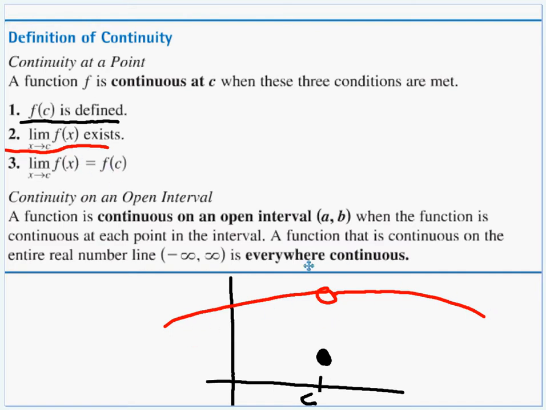If you look at my graph right now, it is obviously not continuous. We have a hole in it. But if I give the part three where the function limit is equal to the function value, that means the dot goes in the hole. So now the function's continuous. Three-part definition: we're defined, the limit exists, and the dot plugs up the hole, and that makes our function continuous. A function is continuous on an open interval from a to b, remember, the open means we're going to have parentheses there, not brackets, when the function is continuous at each point inside the interval. A function that is continuous on the entire real number line from negative to positive infinity is called everywhere continuous.